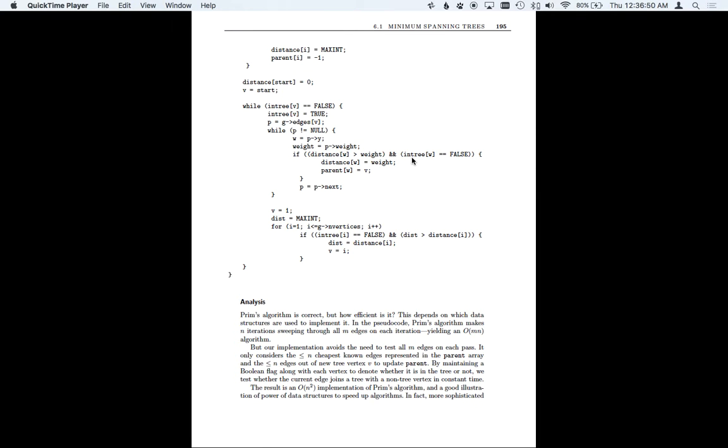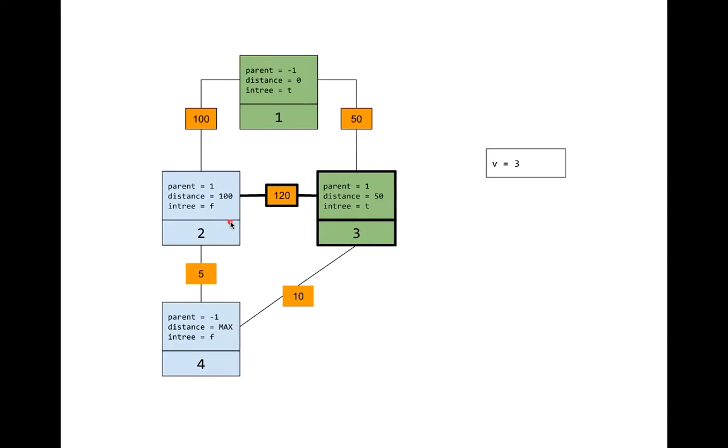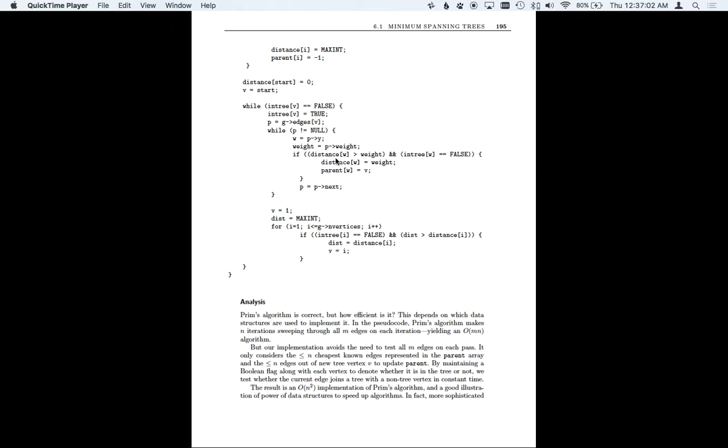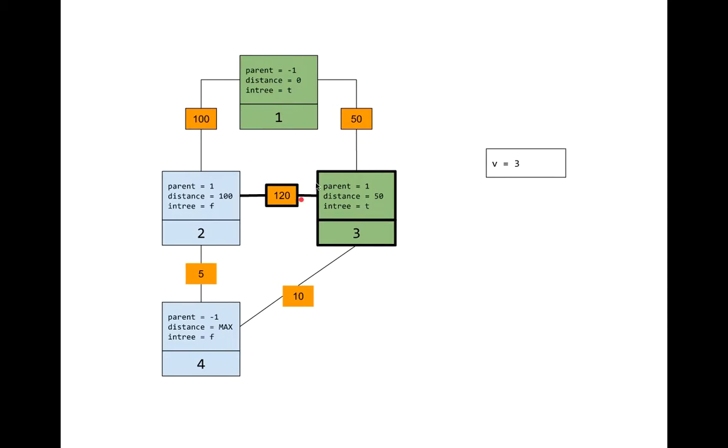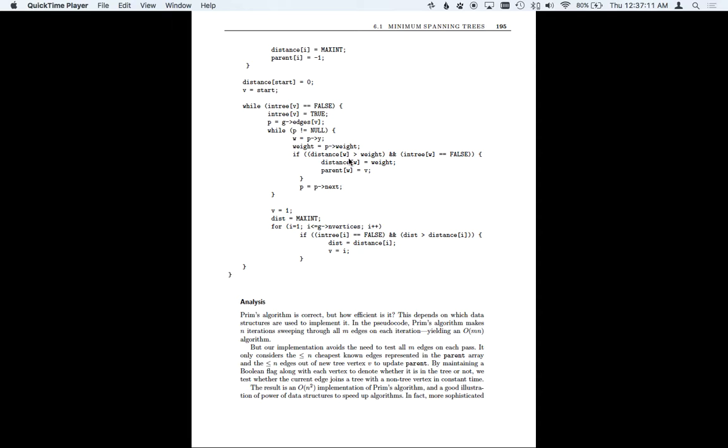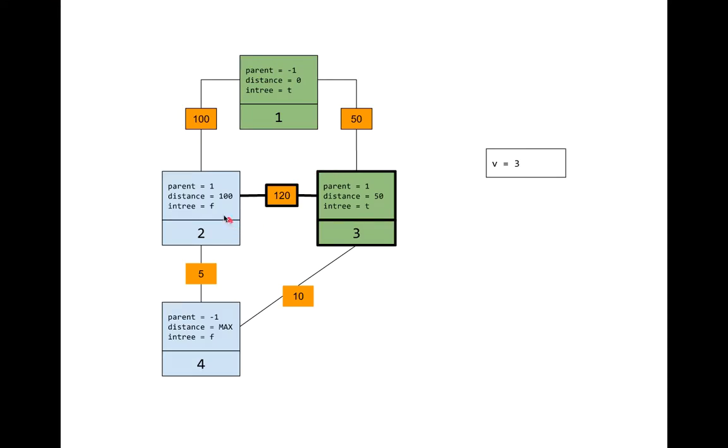Okay, so then we ask, is city number 2 already in the tree? And the answer is no, in_tree is false for city number 2. So we're good on that first condition of the if statement. And then we also ask, is the weight for the edge that we're currently considering, 120, less than the distance for city number 2? Is 120 less than 100? And the answer is no, it's not. That is, there's already a cheaper way of getting to city number 2, and that's from city number 1. So we don't have to worry about this road right here. We don't reset any of these variables. This road's going to be useless to us.